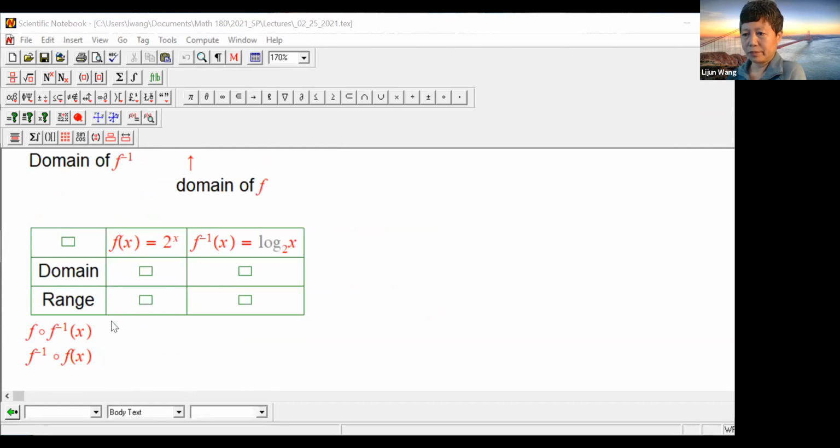You've done this. Okay, so now we have f inverse, right? So this is f of f inverse of x. So f of f inverse is log base 2, right? It's log base 2.